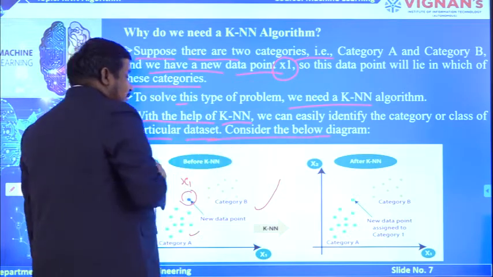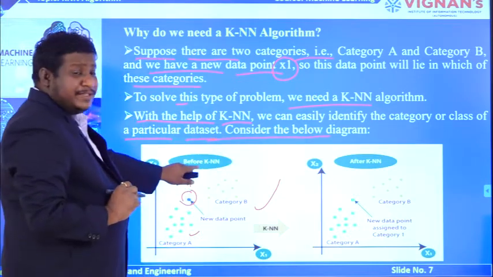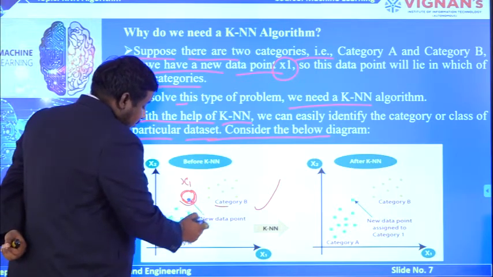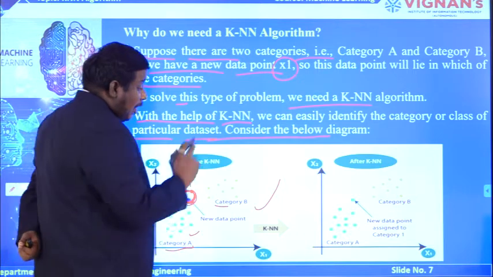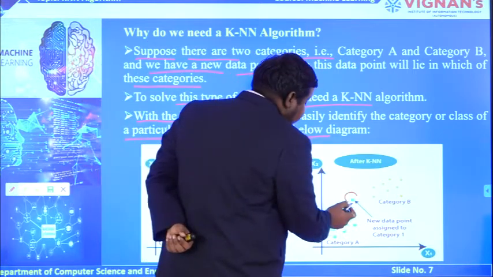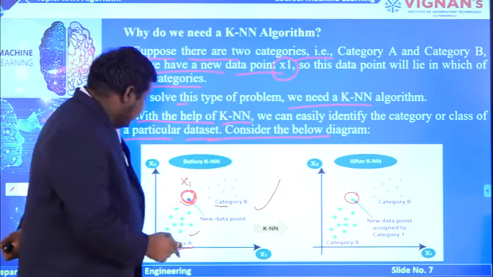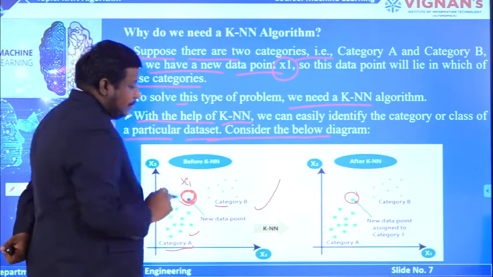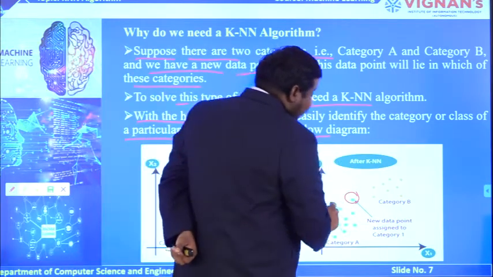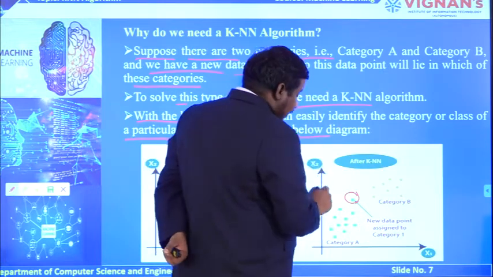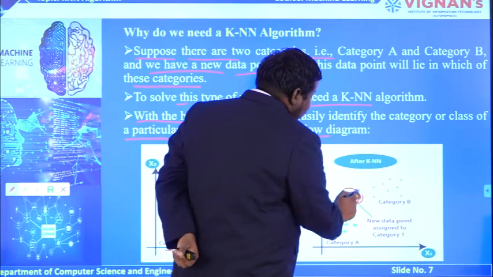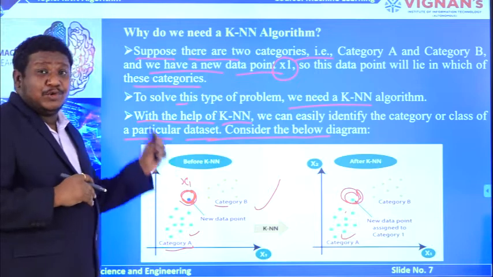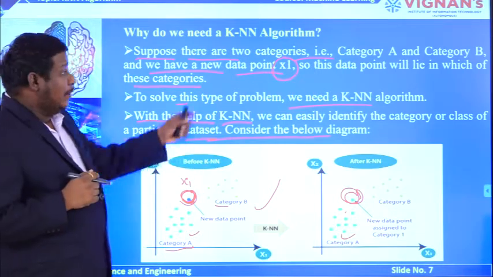Consider the below diagram. Before using this KNN algorithm, the new data point is lying between these; this is category B, this is category A, and the new point is lying here. After KNN, you see the color of this data point is changing. Here it is in blue color, which means it does not belong to the green category A or the yellow category B. But after applying the KNN algorithm, the output defined is that this new data point belongs to green, that means category A.